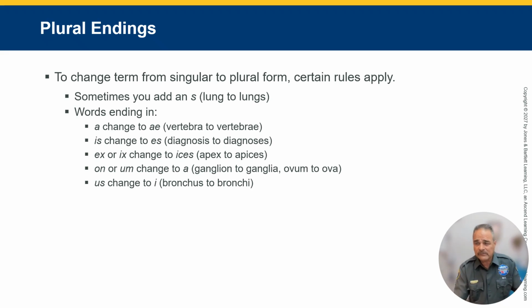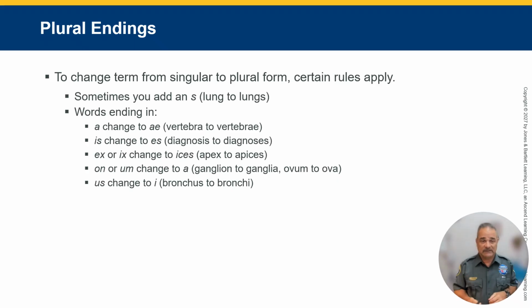Okay, but some rules are more complicated. Rules you may encounter when converting from singular to plural terms: singular words that end in an A change to AE, such as vertebra to vertebrae. Vertebra means one bone of the spinal column. When you say vertebrae, it means more than just one of those bones.